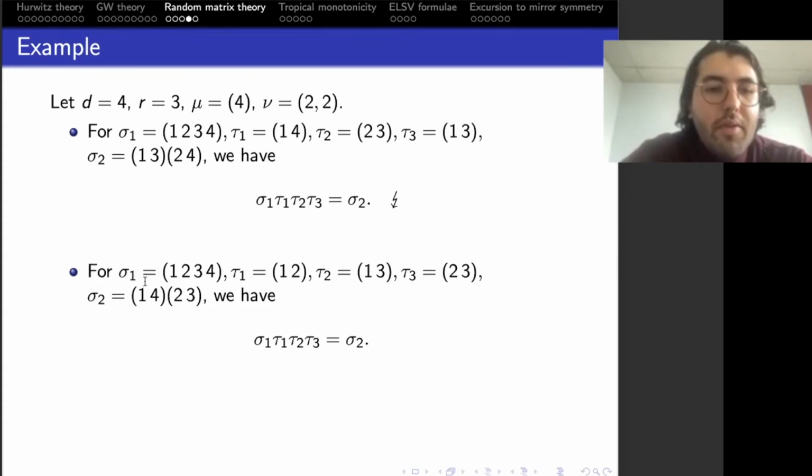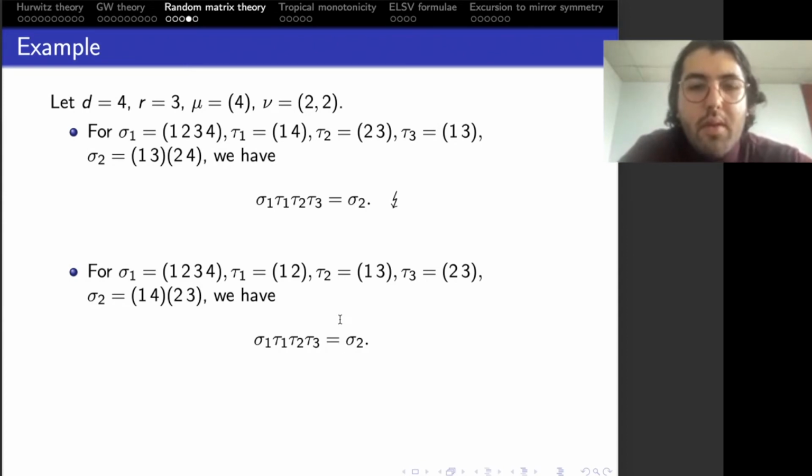Okay, so let's look at one more factorization. So here I have sigma 1 equal to (1 2 3 4). Tau 1 is equal to (1 2). Tau 2 is equal to (1 3). And tau 3 is equal to (2 3). And sigma 2 is equal to (1 4)(2 3). So these are the same cycle types as before. And indeed, we also have that this product formula holds. Now, if we want to check whether the monotonicity condition holds, we simply have to check that 2 is smaller or equal than 3 is smaller or equal than 3. And this is indeed true. And therefore, this factorization counts for the monotone double Hurwitz number.